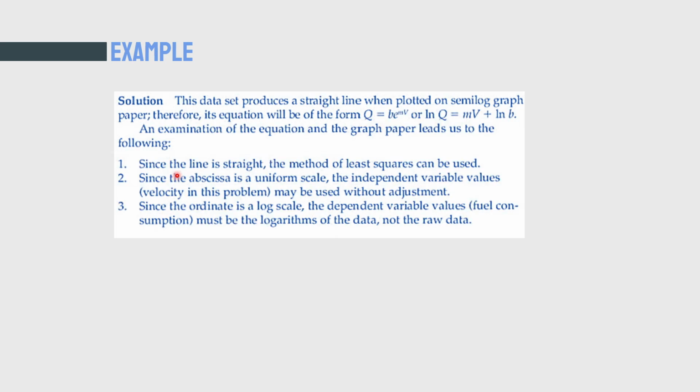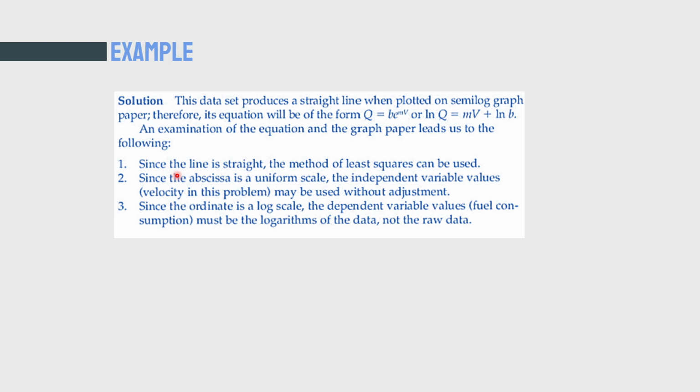Now, as a solution, the data set will produce a straight line if it's plotted on a semi-log graph paper, as we mentioned. The equation will be in the format of Q equals B multiplied by e to the power of mV. Again, how did we know that this is the format of the equation? If you plot the data on XY Cartesian, you see it's going through a curve. It's almost impossible to do a linear regression for it. Then you know it is an exponent format.